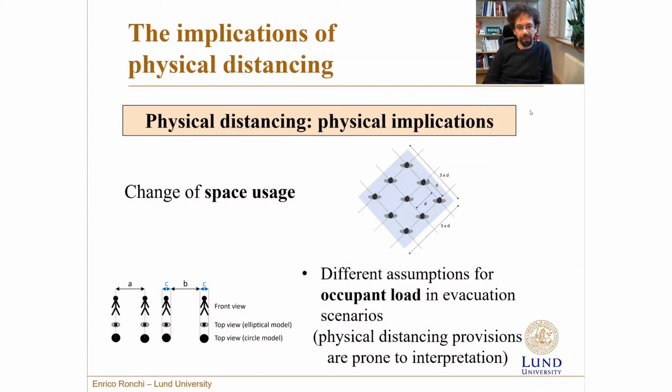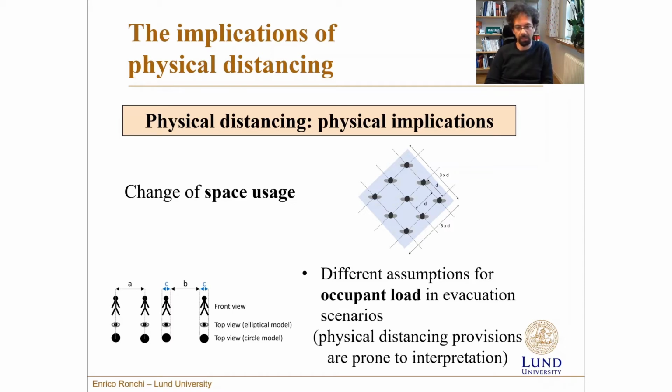From the point of view of physical implications, we all, I guess, have read about the change of space usage. So we know that, for instance, when we look at occupant loads in evacuation scenarios, the number of people allowed in a building is different. In a way, from an evacuation perspective, there are some good side effects, let's say, of COVID-19, in the fact that generally fewer people are allowed. So in theory, the occupant loads are generally lower.